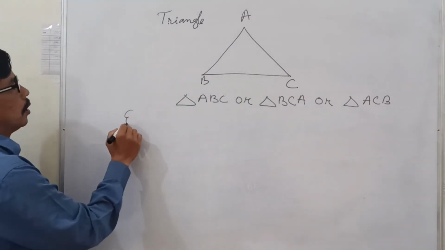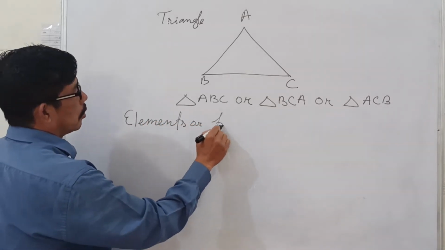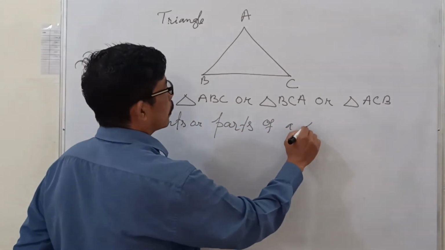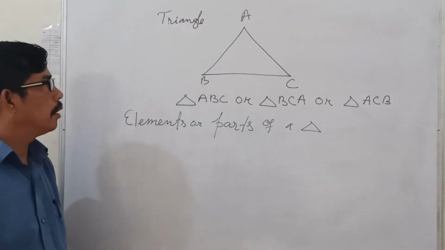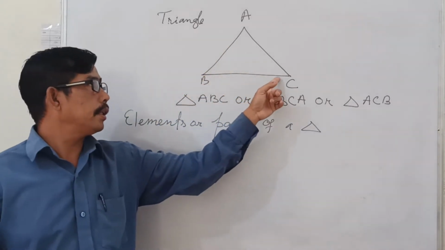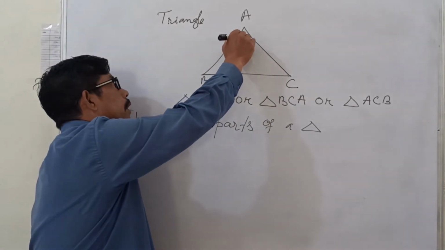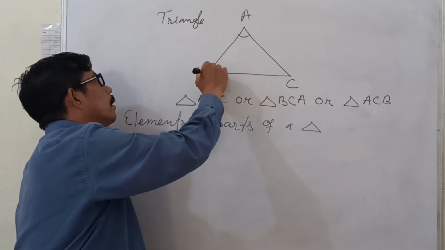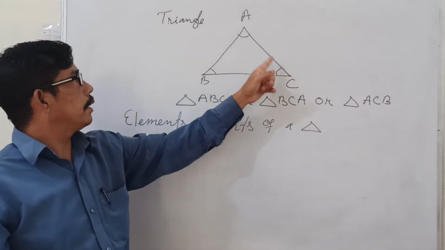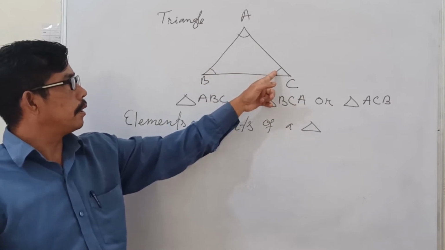Then let's come to the elements or parts of a triangle. In the given triangle, there are three sides AB, BC and CA, and three angles here: angle BAC, angle ABC and angle ACB.